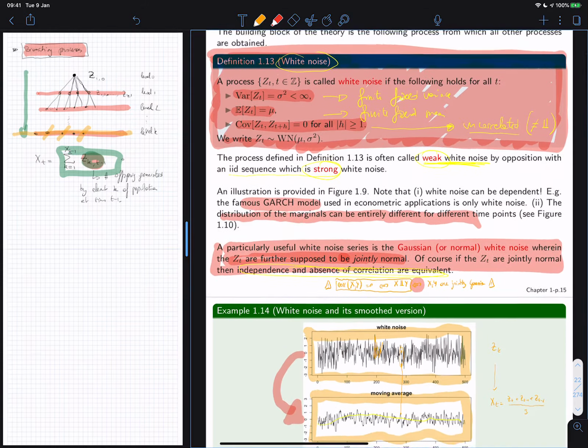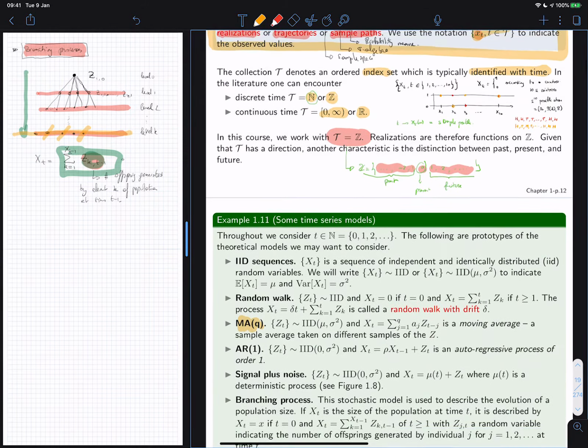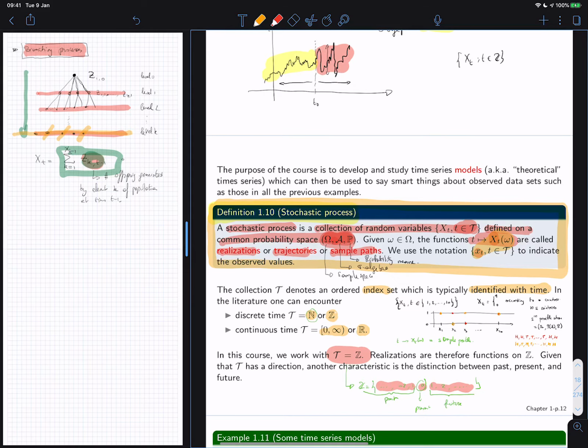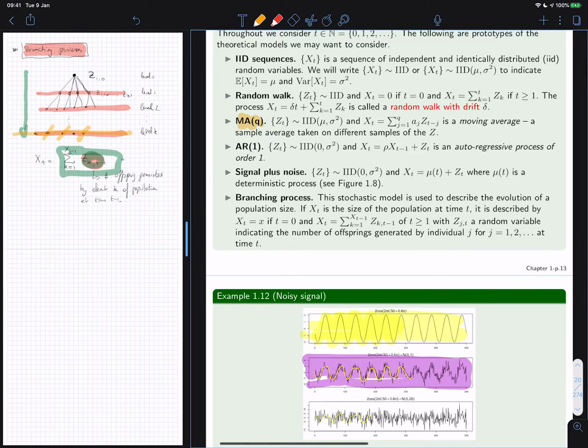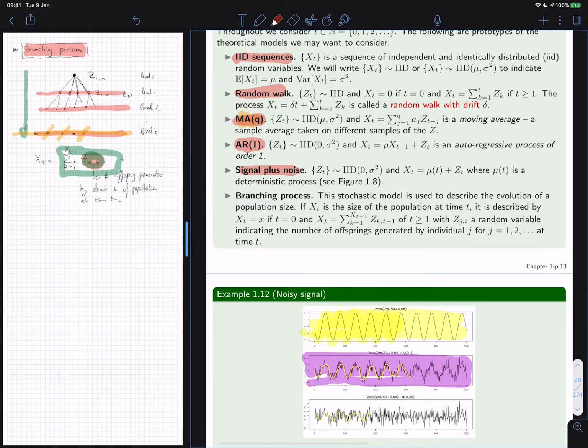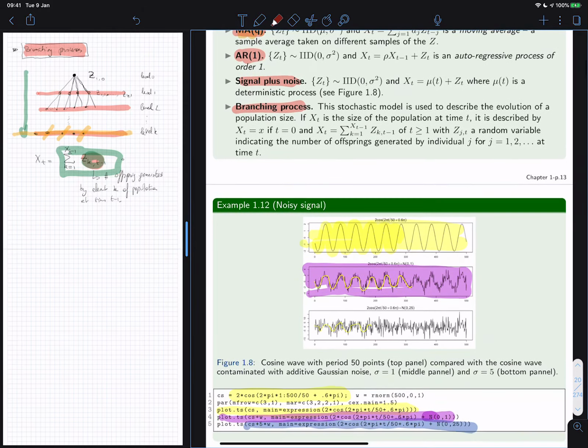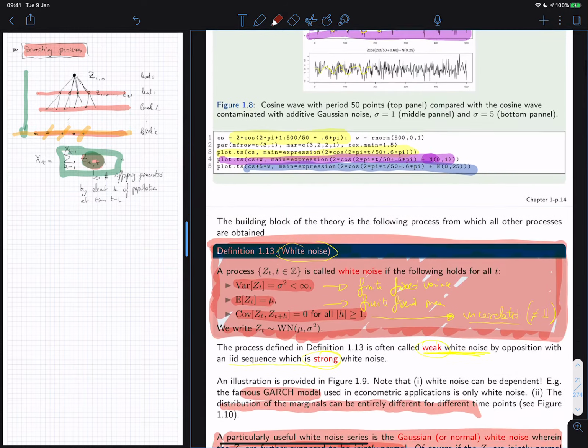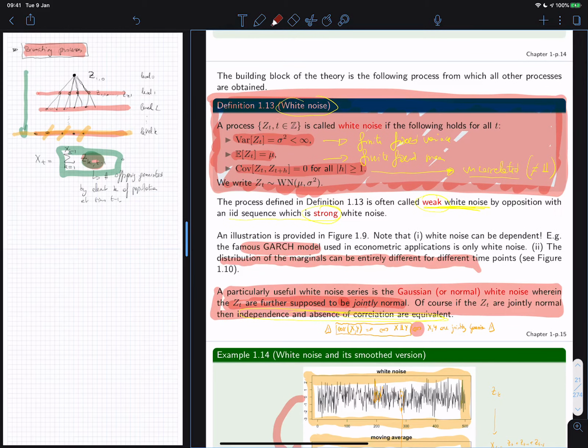So now we have defined the stochastic process. We've given a few examples of stochastic processes which will be used in this course: IID sequences, random walk, moving average, autoregressive, signal plus noise, branching processes. We've also defined what's called white noise. That's just a stochastic process which has a fixed mean, fixed variance throughout the process, and absence of correlation.